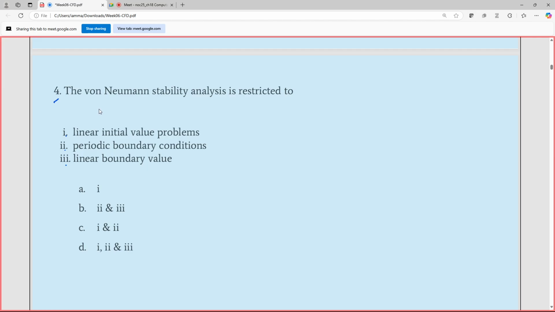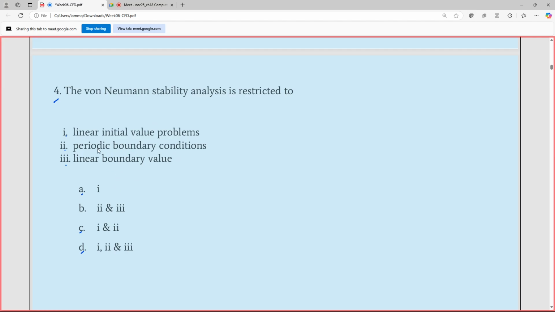And the options are: option A, one only, that is only linear initial value problems. Option B, 2 and 3, that is von Neumann stability analysis can be applied to periodic as well as linear boundary conditions. Option C, that is 1 and 2, von Neumann stability analysis can be applied to linear initial value problems and periodic boundary conditions. Option D, all the above. So the von Neumann stability analysis can be applied to all the three. So you can inbox your answers.